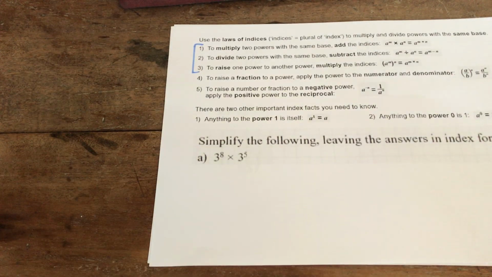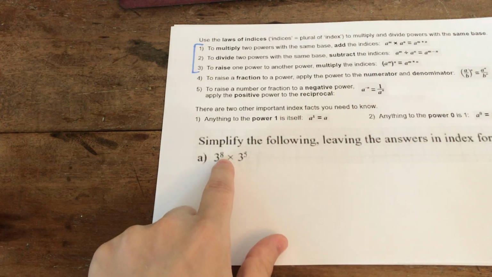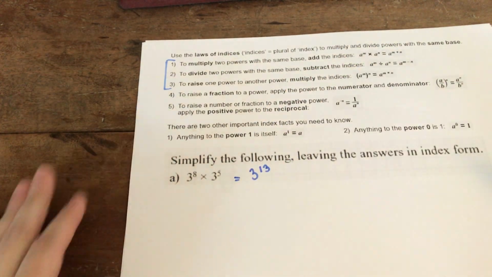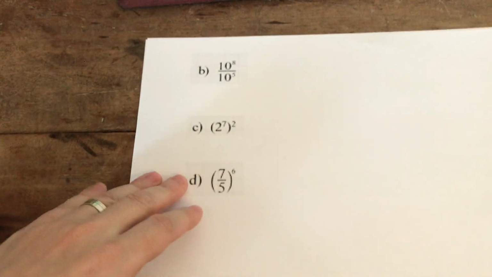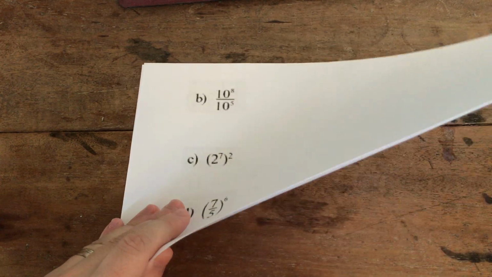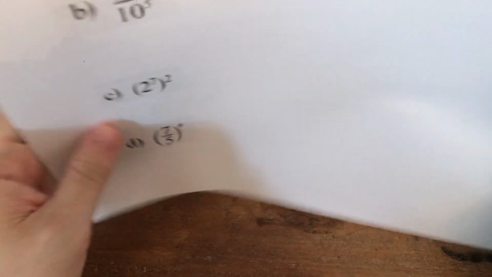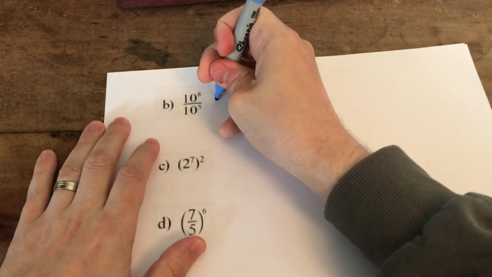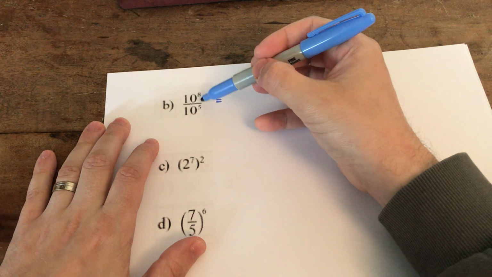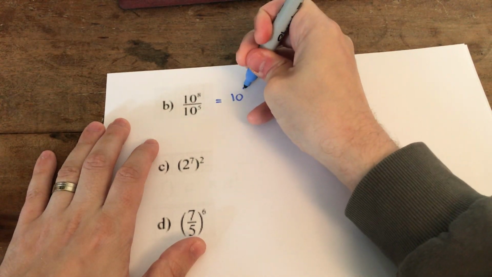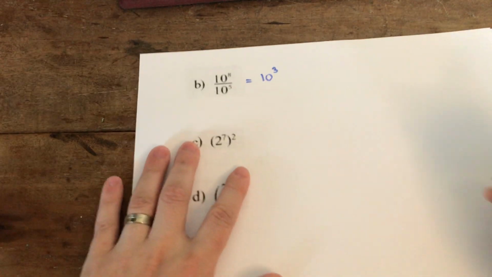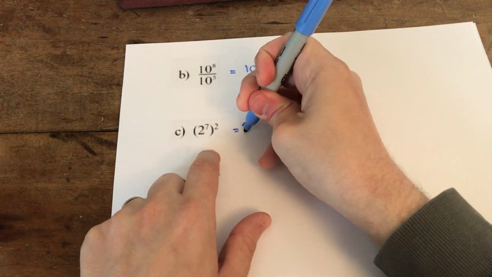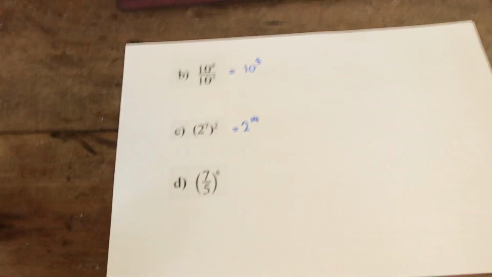So if we work through these examples, we've got 3 to the power of 8 times 3 to the power of 5. We add our powers, that gives us 3 to the power of 13. For this one here, a fraction, 10 to the power of 8 over 10 to the power of 5. A fraction is the same as a divide, so what we do is we take away our powers, so we get 10 to the power of 3. For this one here, again similar to what we did last lesson, we times the powers together and we get 2 to the power of 14.